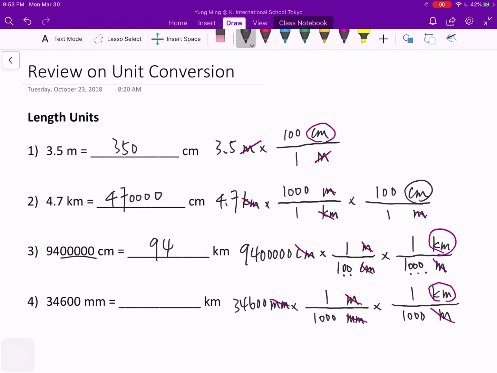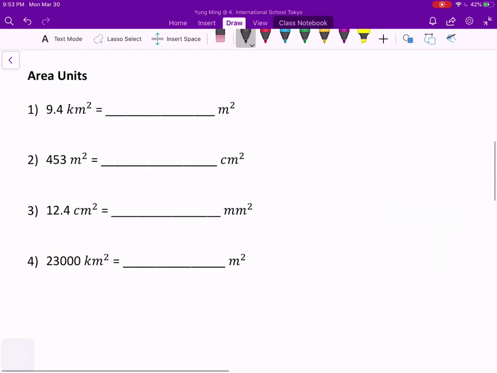Okay, so let's do that carefully. Okay, so we started from here. 1, 2, 3, 4, 5, and 6. So that means eventually my decimal place will be over here, which means I got 0.0346. Pretty cool. Let's move on to area.